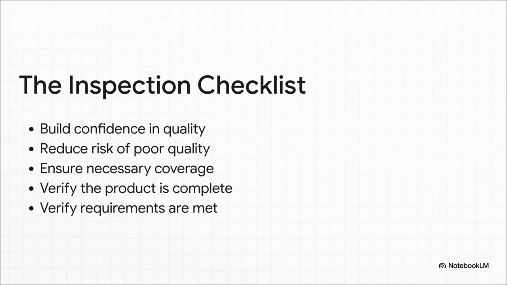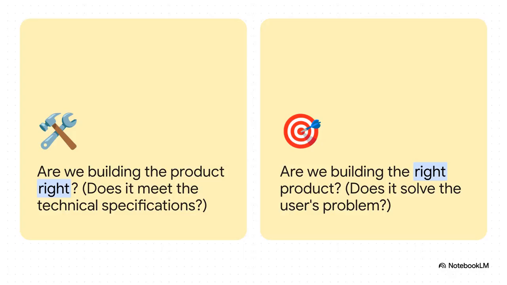We also have to make sure our test coverage is solid, which basically means we've checked all the nooks and crannies of the application, leaving no stone unturned. And all of this comes together to confirm two really big things. One, that the product is actually complete, and two, that it does what we promised it would do in the first place. And that last bit about making sure it meets the plan brings up this classic, super important distinction in testing. It's verification versus validation.